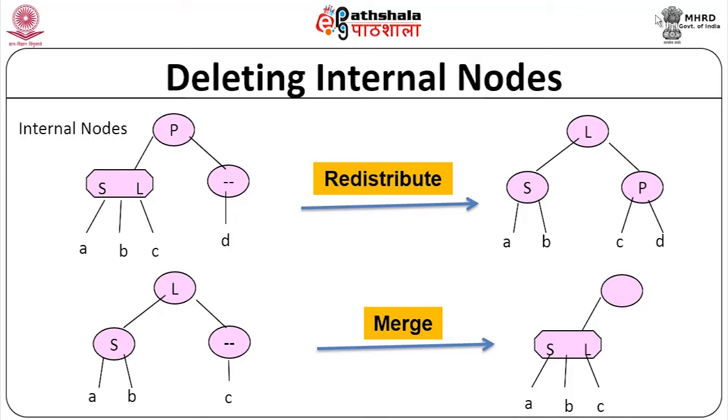So, you redistribute it, make L the root, rotate it such that L becomes a root, S has now 2 children A B, L has P and P has 2 children C, the original child from the left, and then C D. Similarly, you can do a merge, this is internal nodes, leaf we saw in the previous slide.